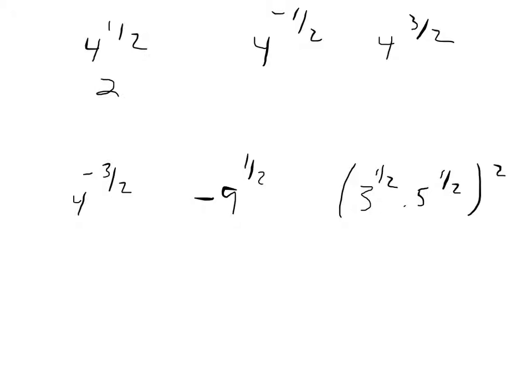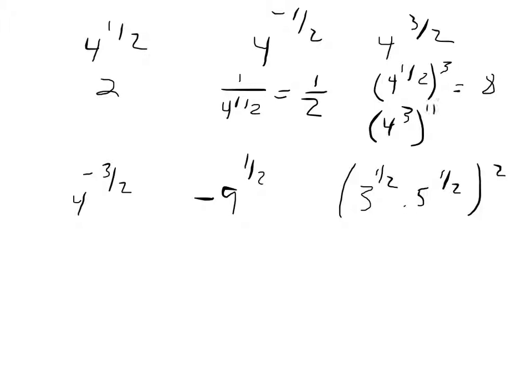If I have 4 to the negative 1/2, I'm simply going to view that as 1 over 4 to the 1/2, so that's going to be 1/2. 4 to the 3/2, I can split that up a couple ways. That's either 4 to the 1/2 cubed, which would be 2 cubed, which would be 8, or I could look at it another way. Let's try it out. How about if I look at it as 4 cubed to the 1/2 power? 4 cubed is 64. Square root of 64 is 8, so I could look at it either way.